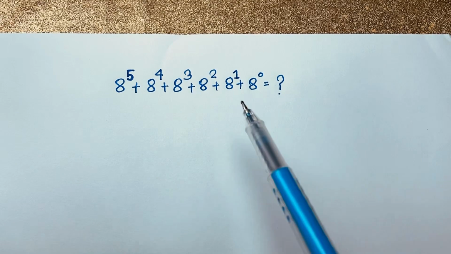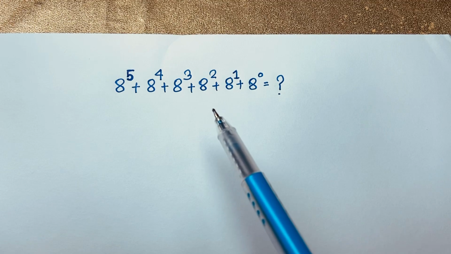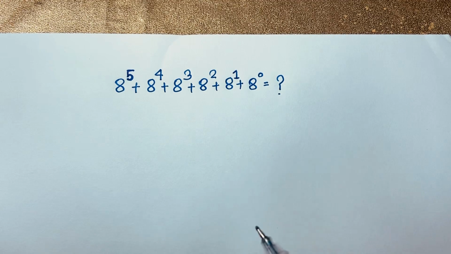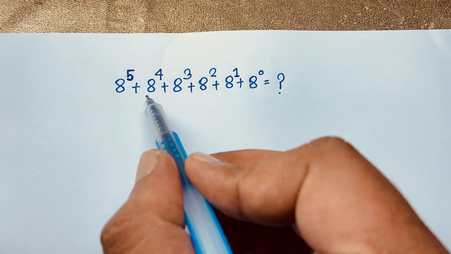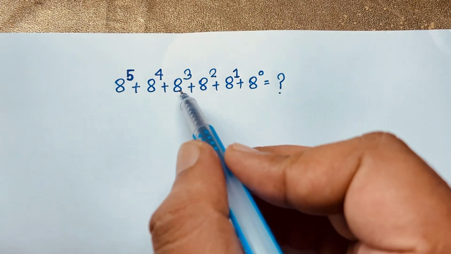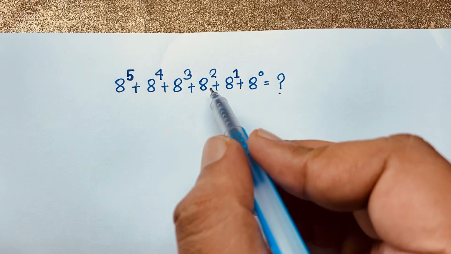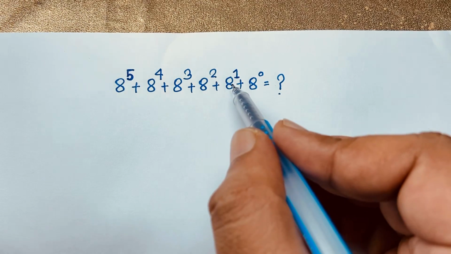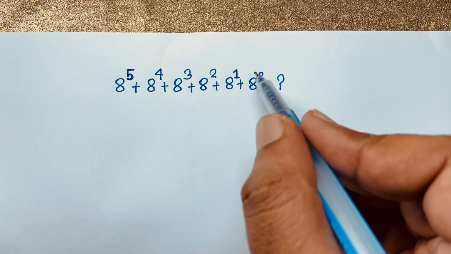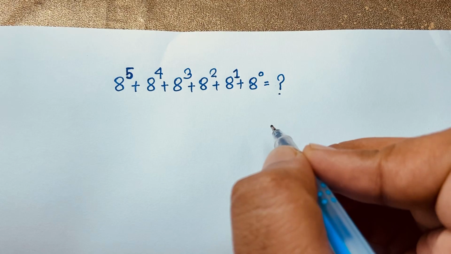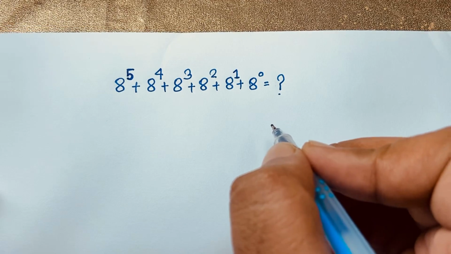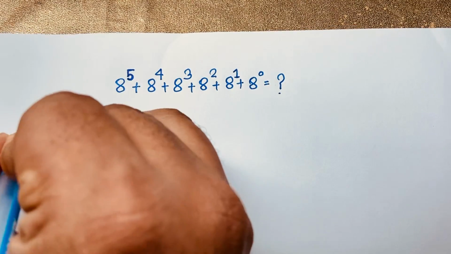Today we are solving an easy math olympiad question. We are solving this question without a calculator. Our question is 8 to the power 5 plus 8 to the power 4 plus 8 to the power 3 plus 8 to the power 2 plus 8 to the power 1 plus 8 to the power 0 is equal to what? How to solve this interesting maths olympiad question. Solution.